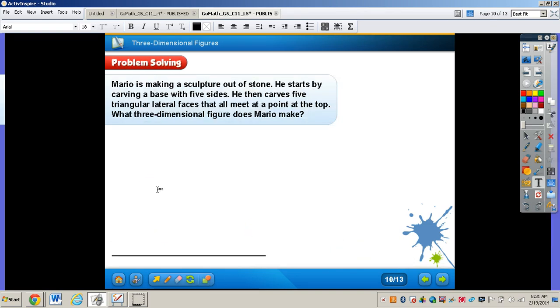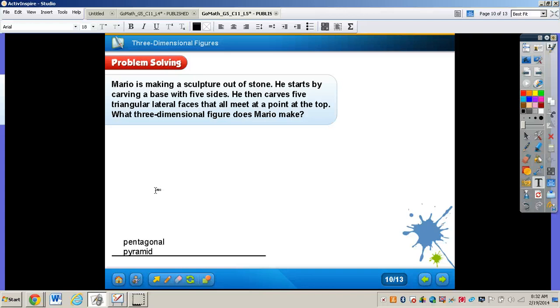I want you to complete this problem-solving problem right in your book on page 460. When you press play, I will have the answer for you. Okay, so we know that the answer is a pentagonal pyramid, because remember, with a pyramid, it is named by the base shape, which would be a pentagon since it has 5 sides.